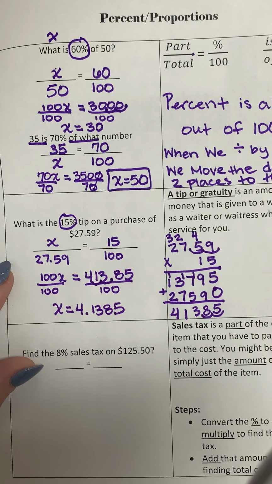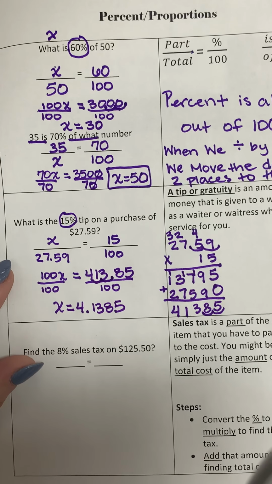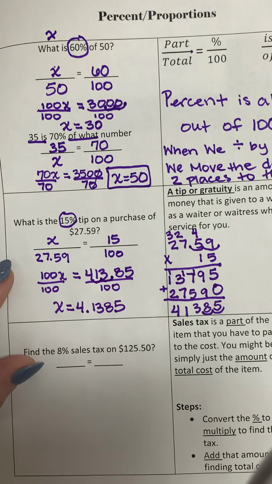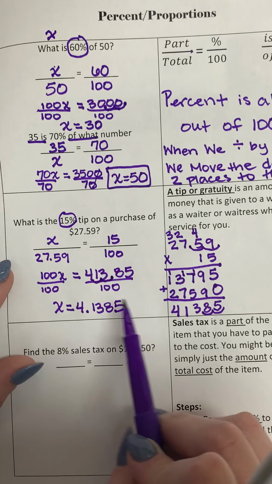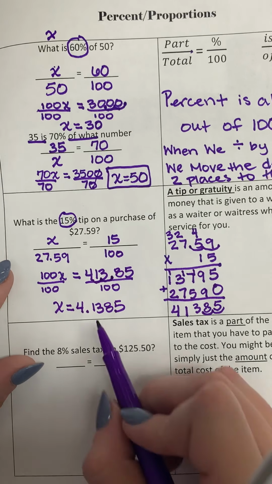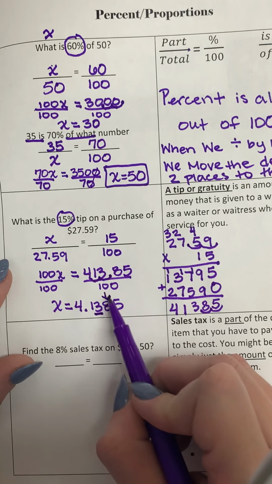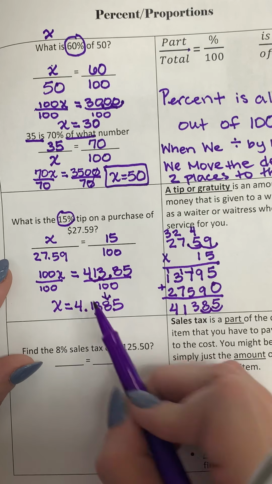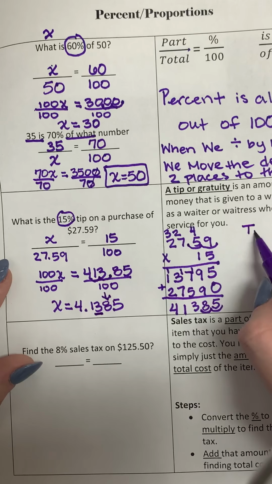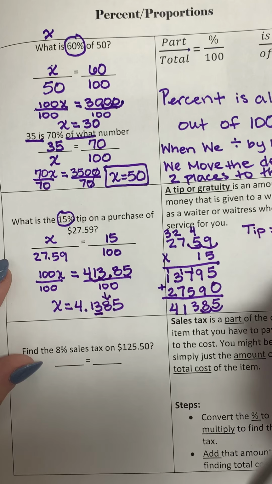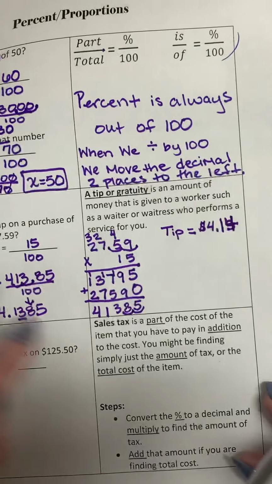So the question was saying, what is the tip on a purchase of $27.59? So we're talking about money. This is not what money looks like. So money stops in the hundredths place, so I need to round it. My 8 tells my 3 to go up, so the tip that we leave is going to be $4.14.